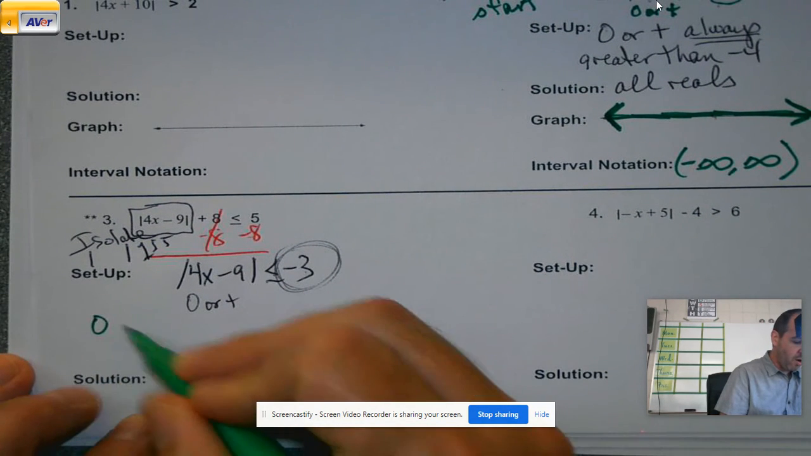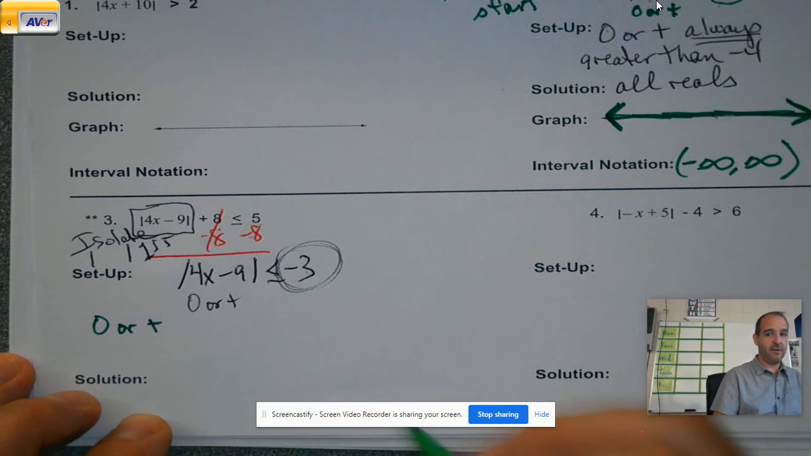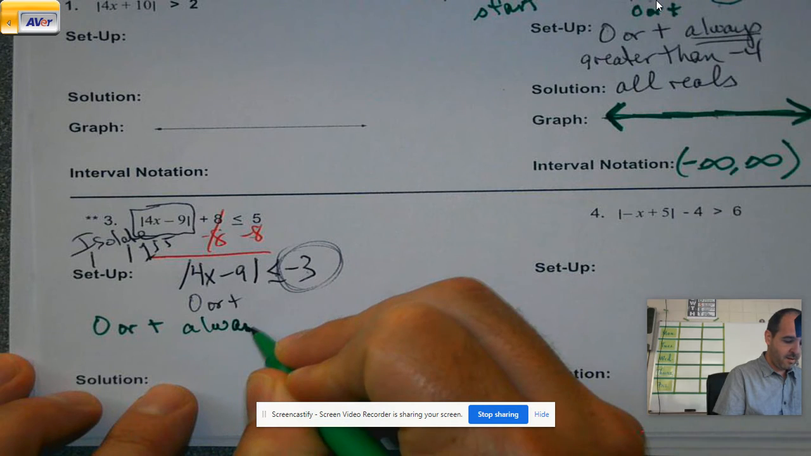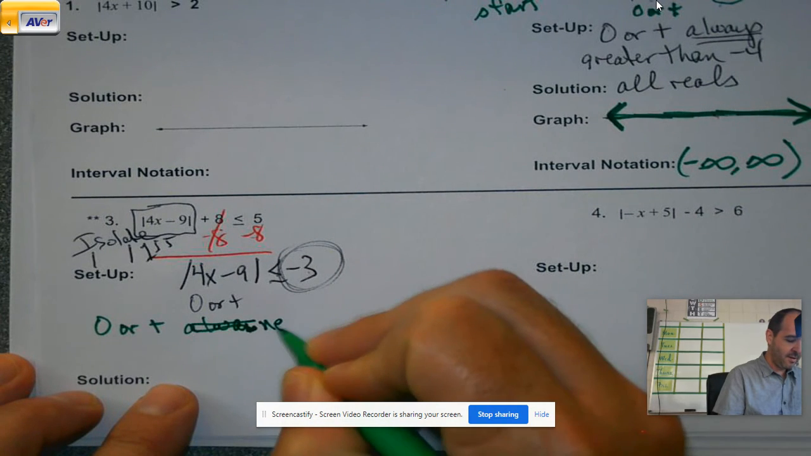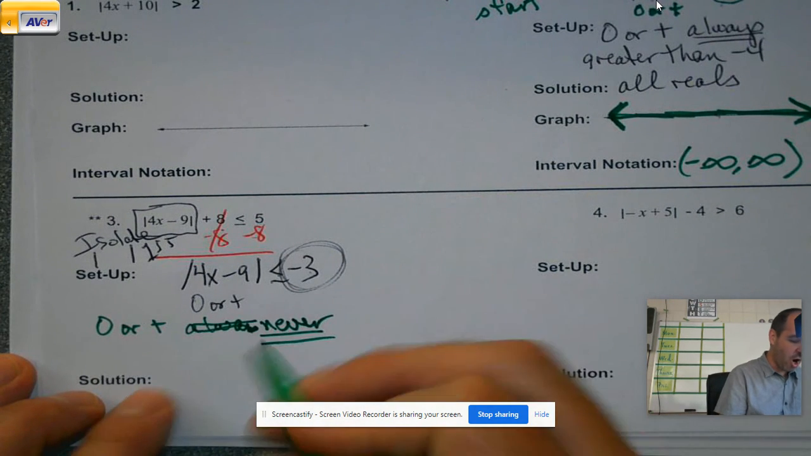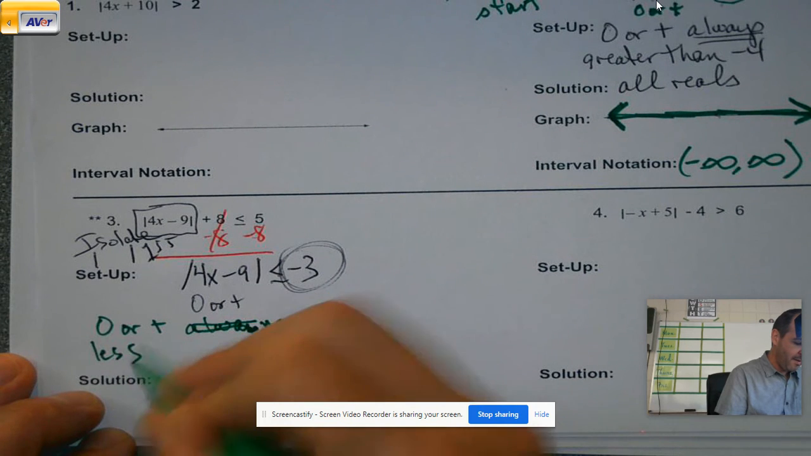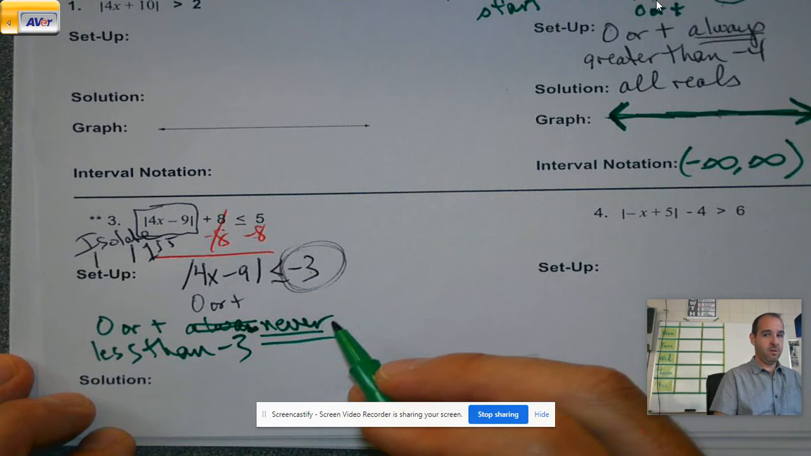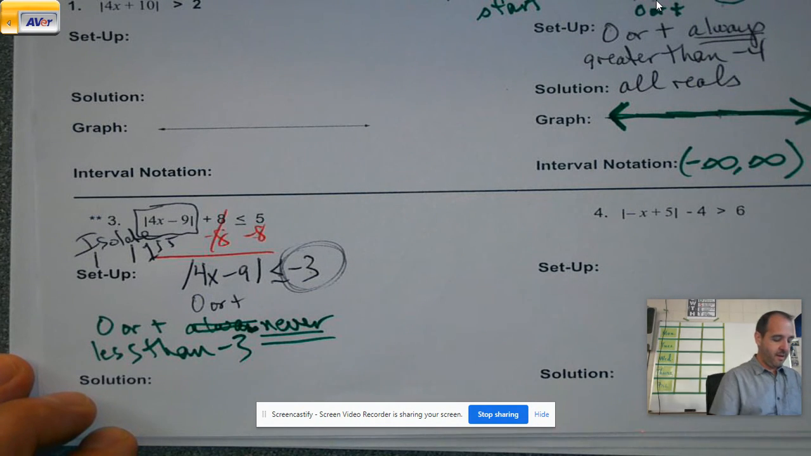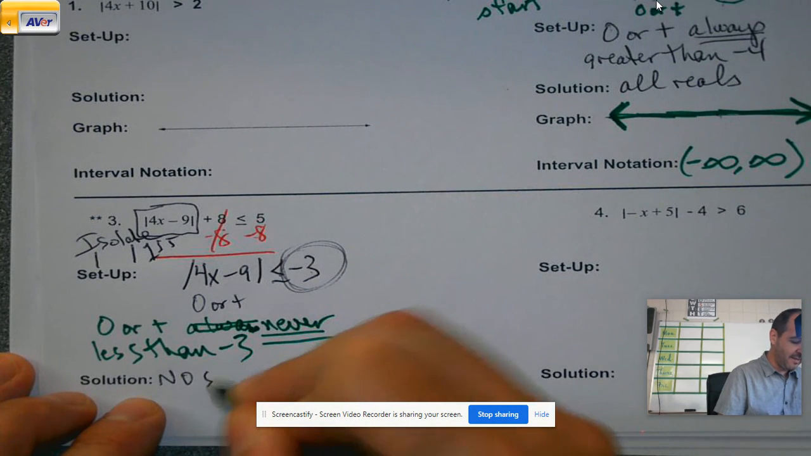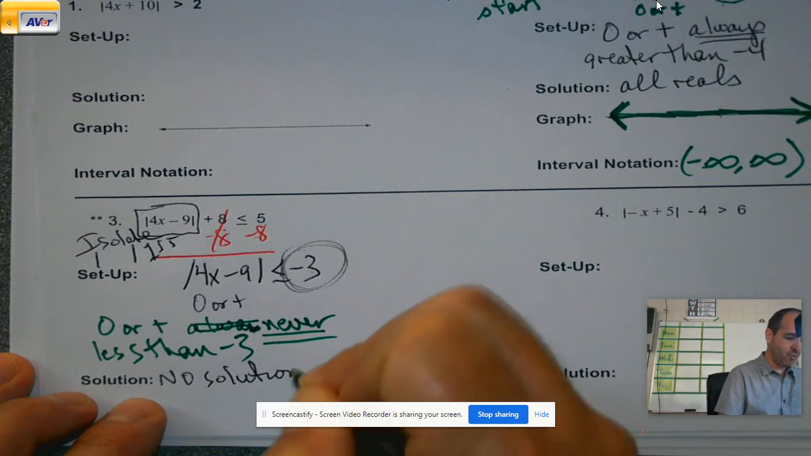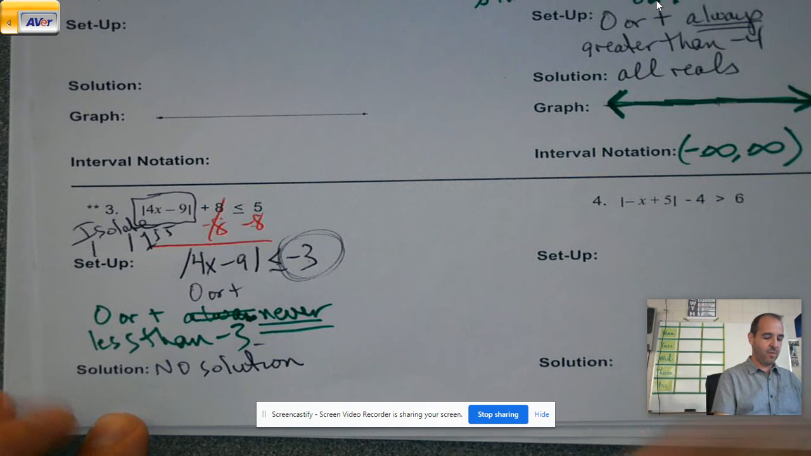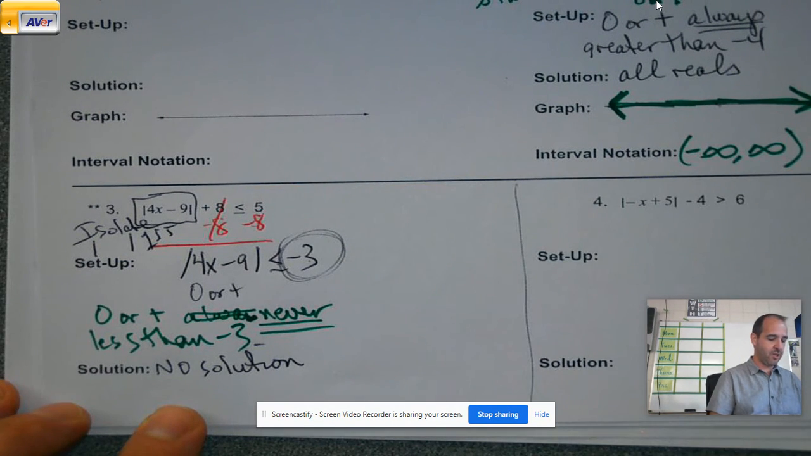So 0 or positive is not always, is never less than -3. Never. What happens when something never happens? That is no solution. And I apologize, my last parts of the graph and interval notation went to the next spot here, so I'm just going to draw them in here.